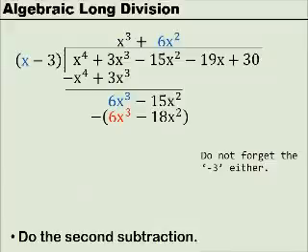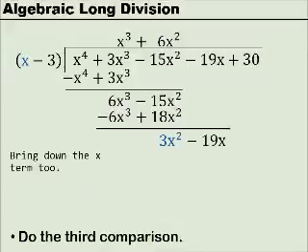And that does a comparison to give us these results. And we use the 6x squared above times everything in the divisor. The subtraction is in blue. That's the result. And I brought down the minus 19x.